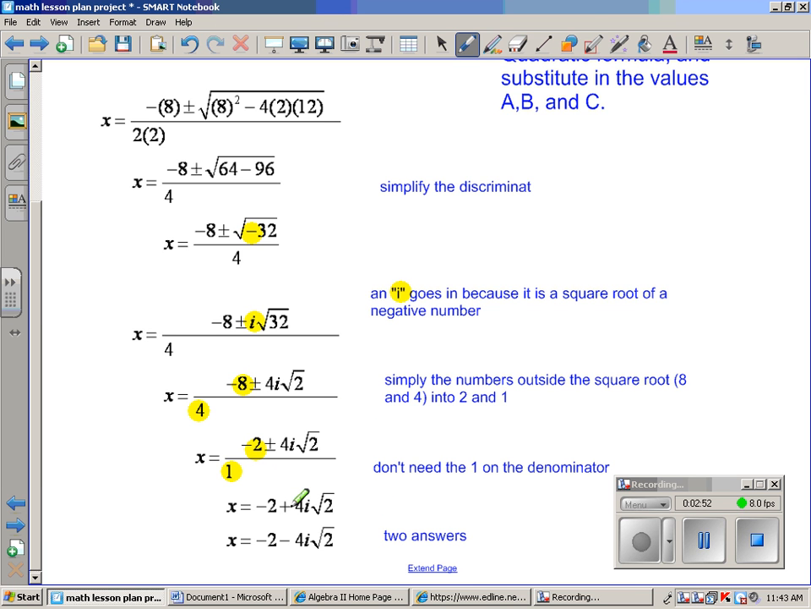Then, all you do to get your answers is -2 plus or minus 4i square root of 2. And there you go. That's how you use the quadratic equation.